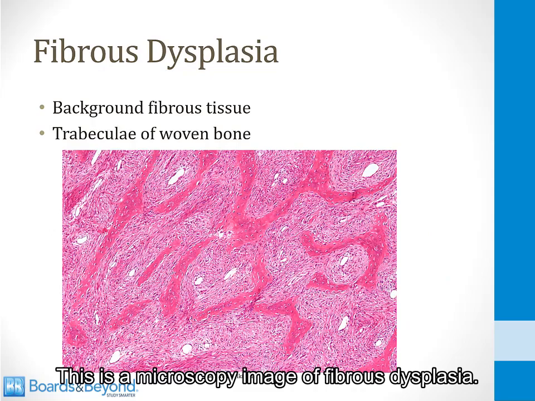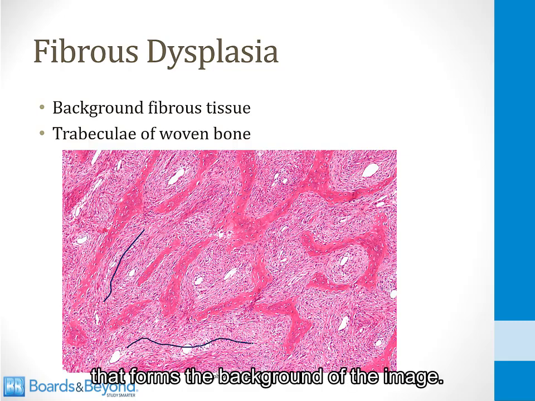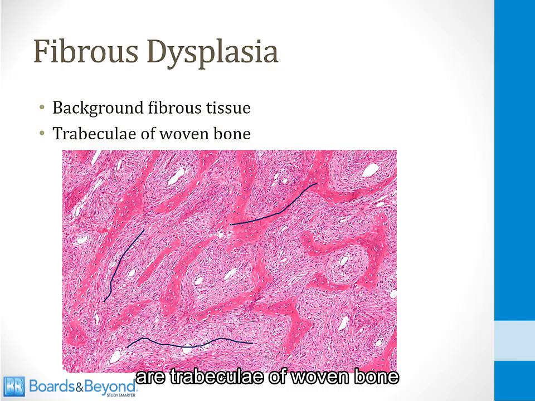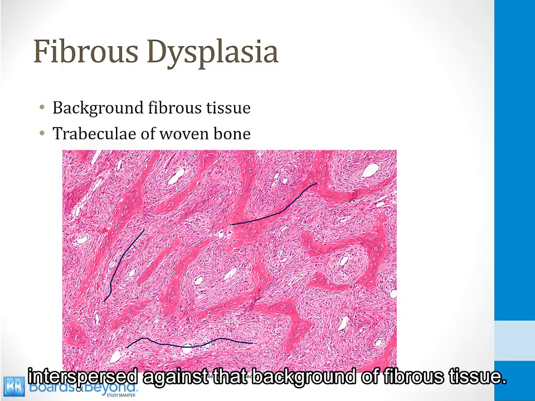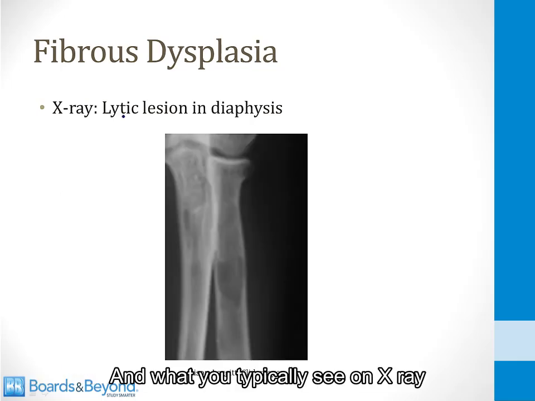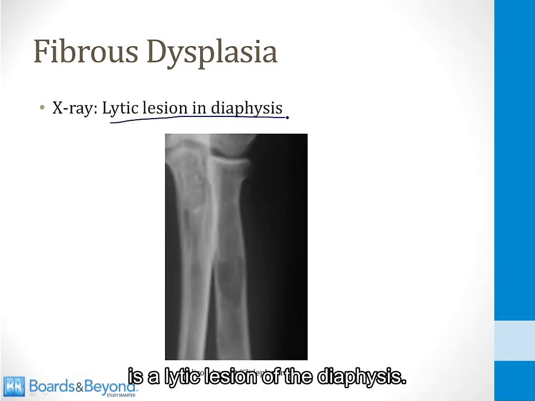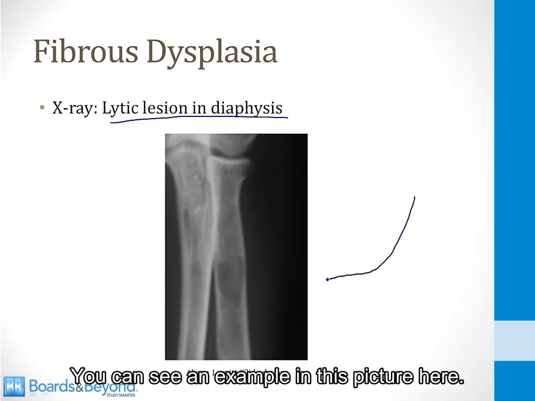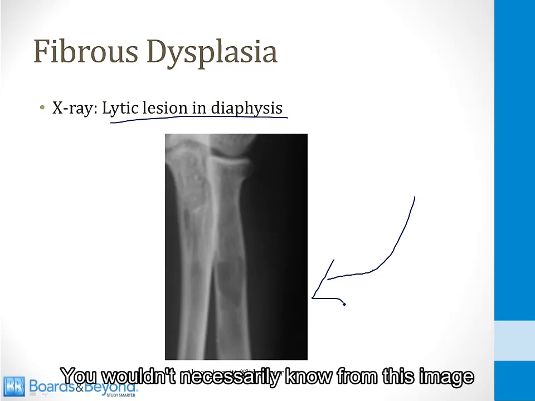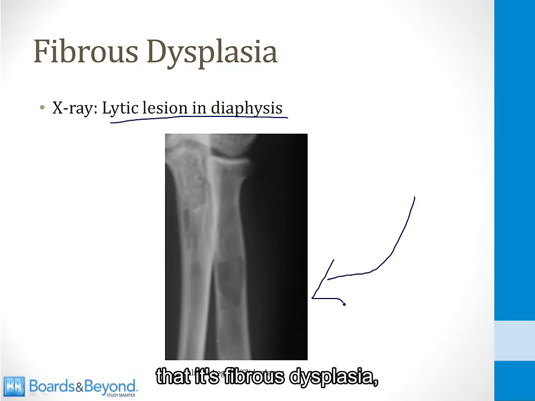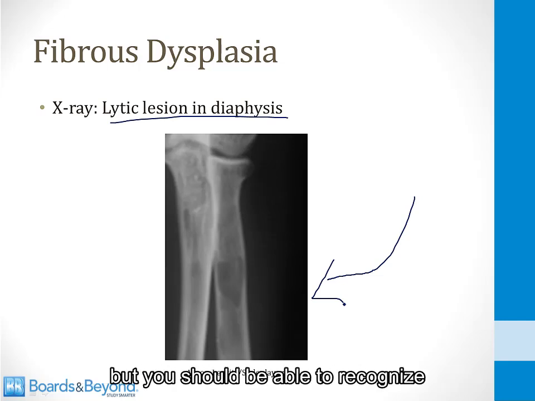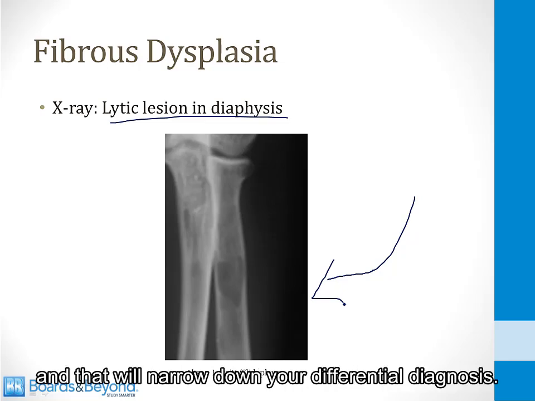This is a microscopy image of fibrous dysplasia. This is fibrous tissue here that forms the background of the image, and then the pink areas here are trabeculae of woven bone interspersed against that background of fibrous tissue. And what you typically see on X-ray is a lytic lesion of the diaphysis. You can see an example in this picture here. You wouldn't necessarily know from this image that it's fibrous dysplasia, but you should be able to recognize that it occurs in the diaphysis, and that will narrow down your differential diagnosis.